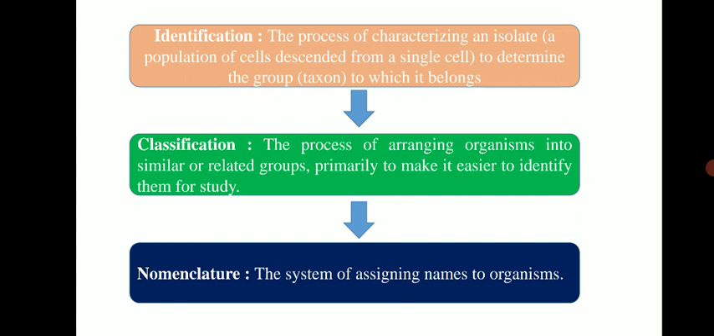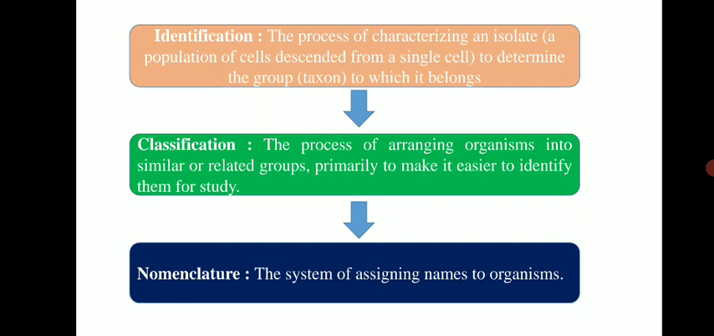The first step in any kind of taxonomy is identification. It is the process of characterizing an isolated population of cells descended from a single cell, to determine the group or taxon to which it belongs. So what is meant by identification? Simply, we identify the organism, whether it is a plant, an animal or a microorganism.